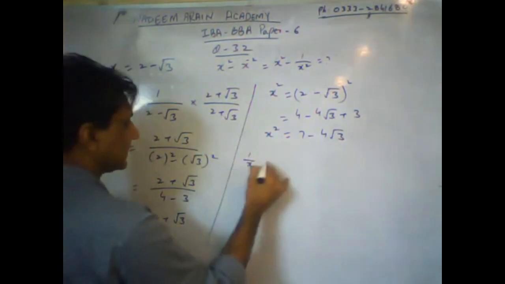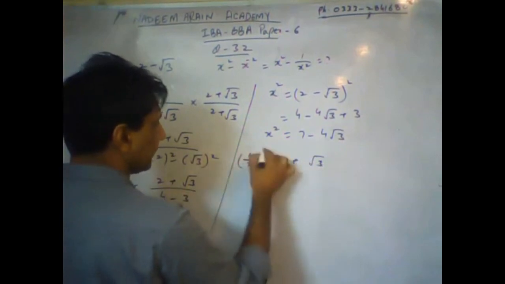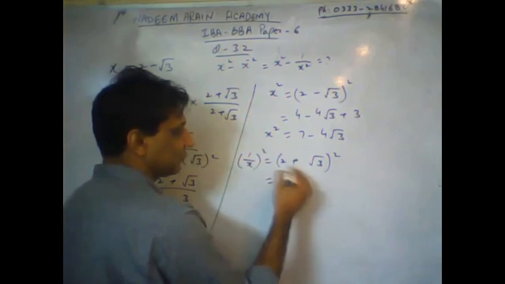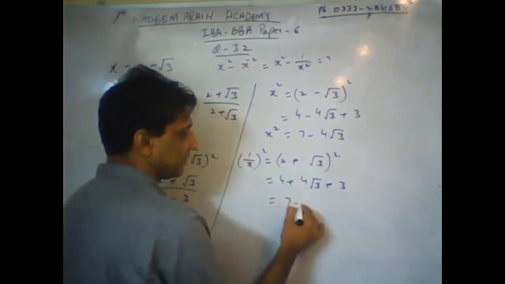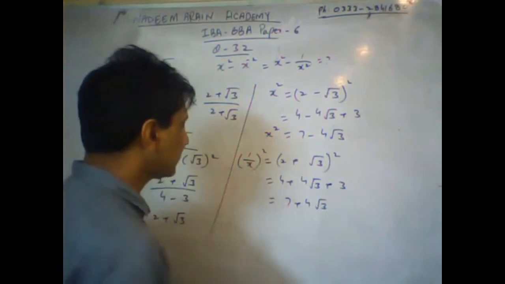So 1 upon x is equal to 2 plus square root of 3. Squaring on both sides again. A square plus 2ab, 4 root 3, plus b square 3. That is 7 plus 4 square root of 3. So we have x square and 1 upon x square.